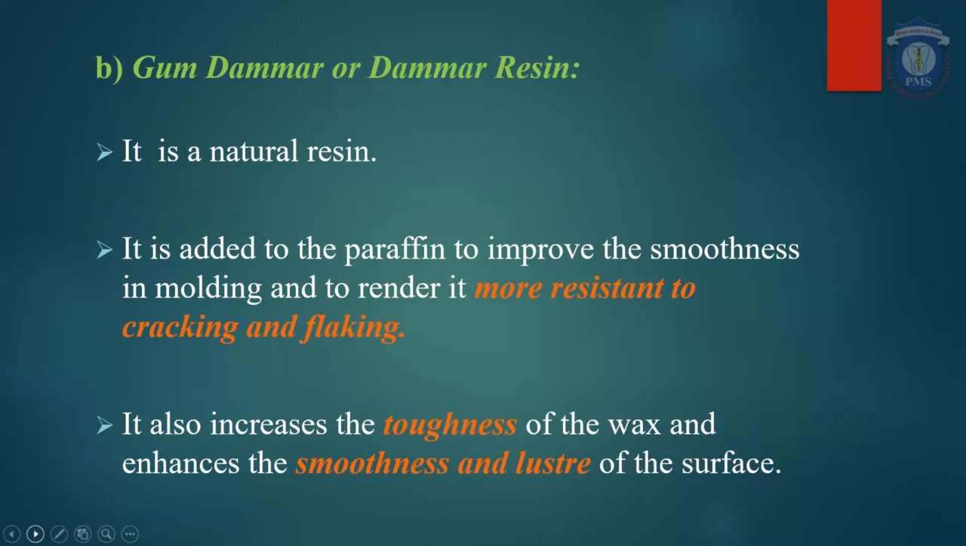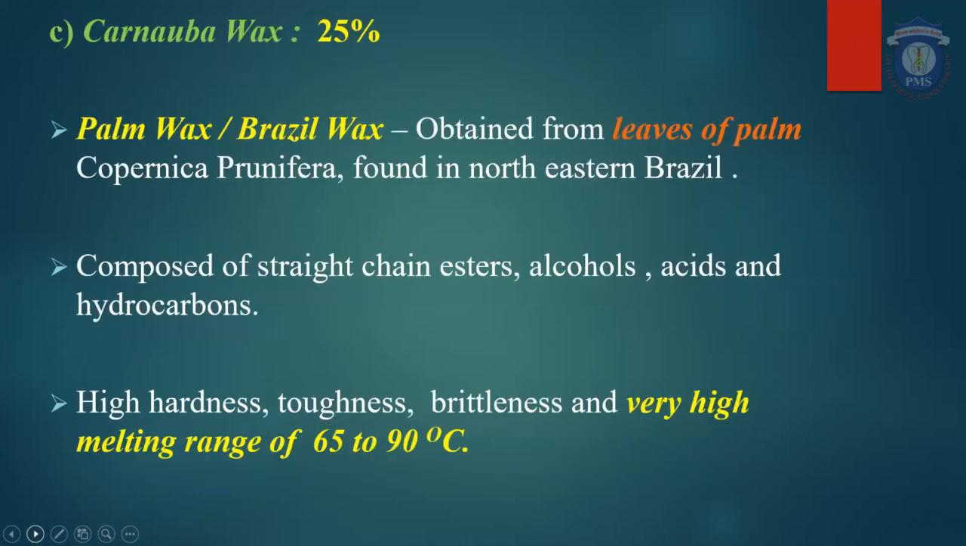So this makes the manipulation of inlay wax easier, and it makes it more resistant to cracking and flaking. It also increases the toughness of the wax, and enhances the smoothness and also the luster. It gives a glossiness to the wax. So basically gum damar is added to make it more resistant to flaking, it makes the manipulation easier and adds a glossiness or luster to the wax.